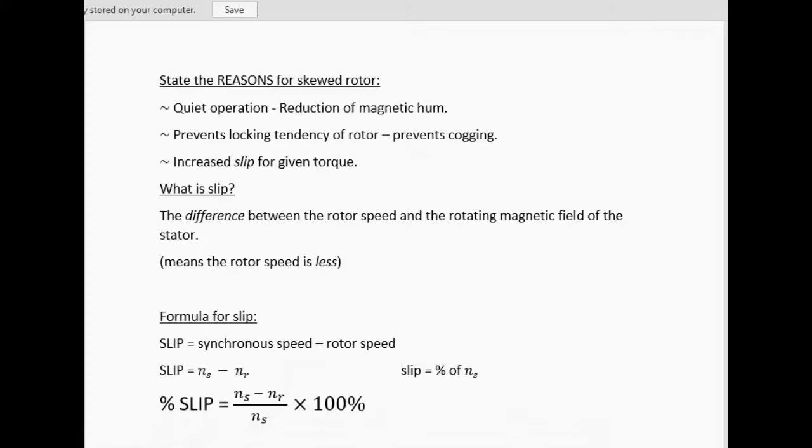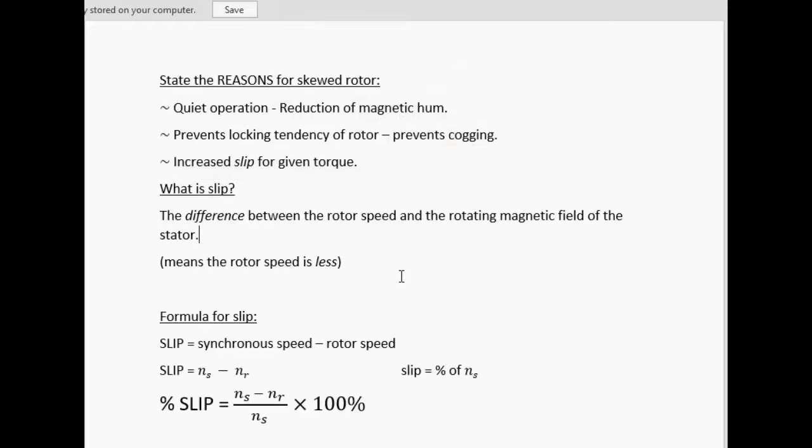Right, so state the reasons for the skewed rotor. Remember, with the squirrel cage motor, the rotor is on an angle. The reason it's on an angle is to prevent cogging. Cogging means you don't want the motor to lock up. It also leads to quiet operation. It reduces the magnetic hum. And it increases the slip for a given torque.